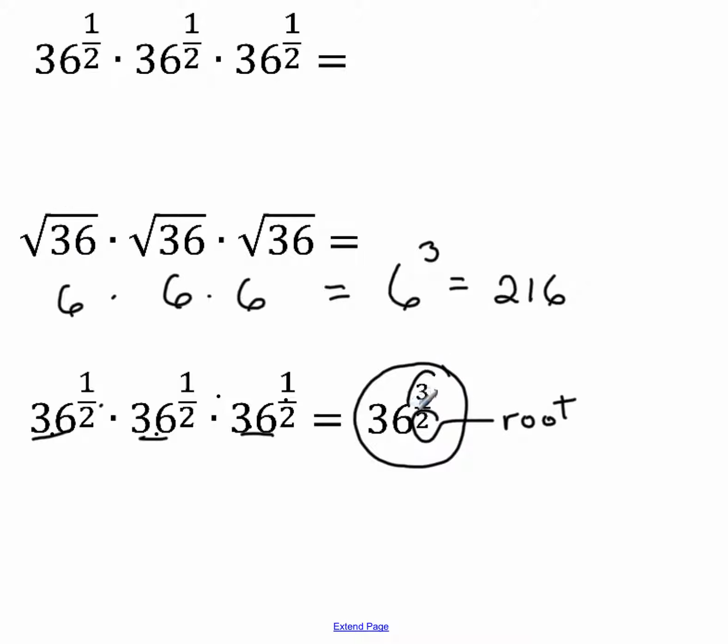The 3 is talking about, well, okay, how many of them do I have? Well, I have 3, so I'm going to get my answer when I take the square root, and then I'm going to cube it. So that would be my exponent. And then 36 is going to be what falls underneath the radical, or the square root sign, and it's called the radicand.